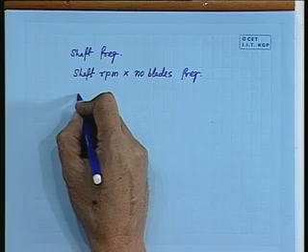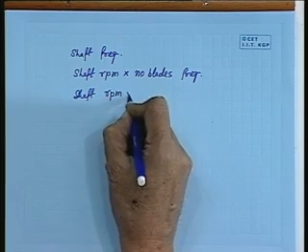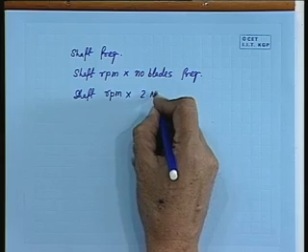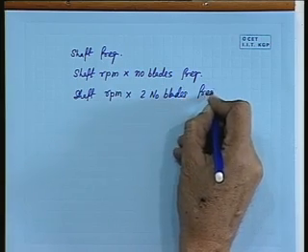So you have shaft RPM times number of blades frequency, then you have shaft RPM times twice the number of blades frequency.